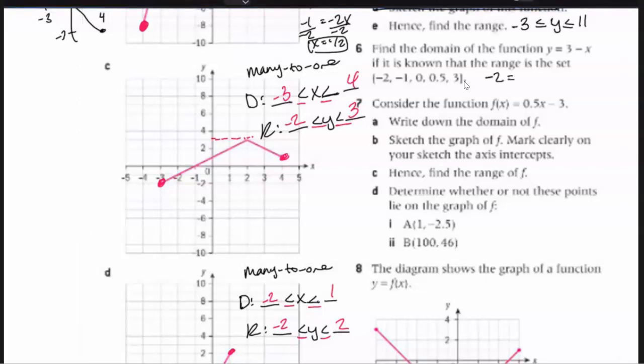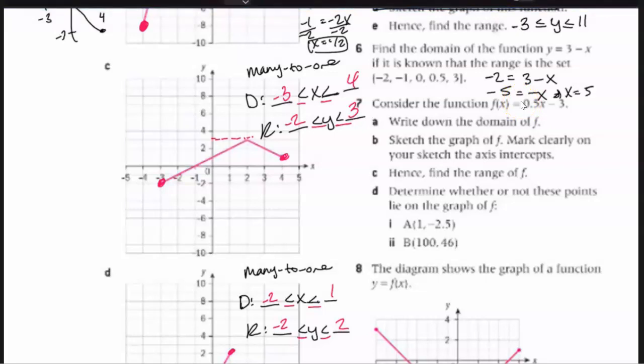I have negative 2 equal to 3 minus x. And then you want to figure out, okay, what is x? So what x value goes with this y value, with this range? You can solve this different ways. Subtract 3 from both sides. It's going to give you negative 5 equals negative x. So I just did minus 3, which is going to give you positive 5.